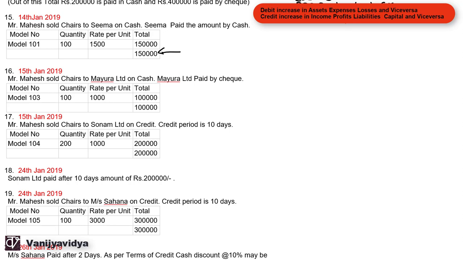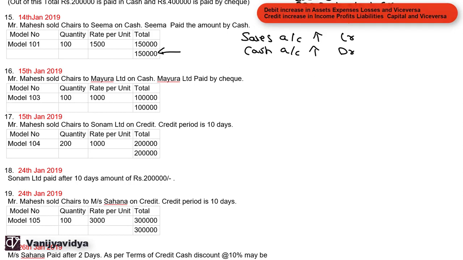Now there is a sales on cash and amount is paid by cash. So what are the accounts affected? One is sales account and one is cash account. Now there is a sales. So sales is an income. So there is an increase in the sales. So it is credited. Cash. Now cash is an asset. There is an increase in the cash balance. So it is debited. So journal entry will be cash account debit to sales account, amount is 1,50,000.